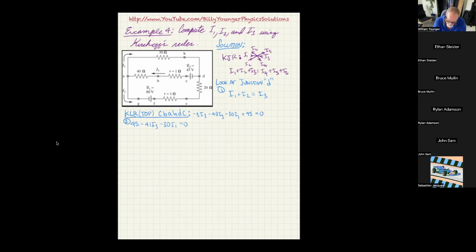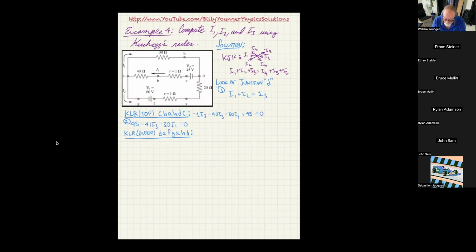Now I'm going to do the outer loop. So Kirchhoff's loop rule, outer. And in this case, I'm going to go, let's say, from D to E to F to G to A to H and back to D. Okay. So starting from D, if I go down, notice I'm going the opposite direction of I2, because I2 is supposed to go down this way and then that way, but I'm going that way.